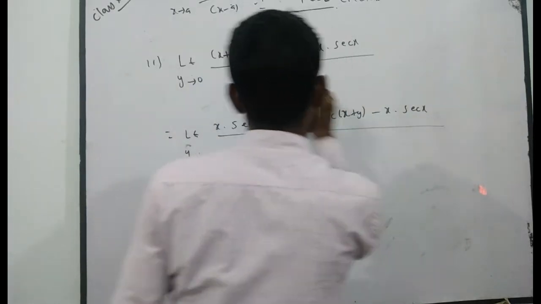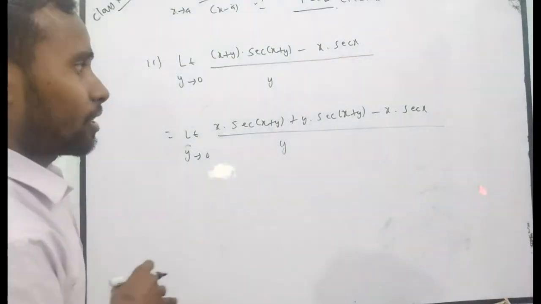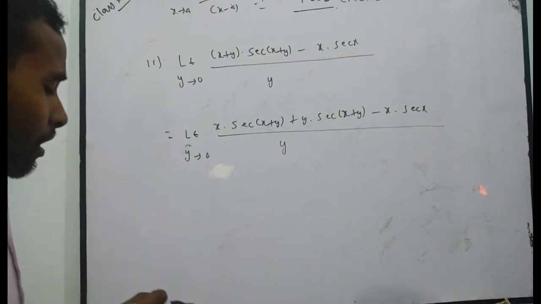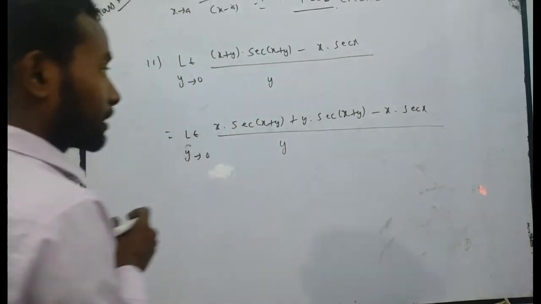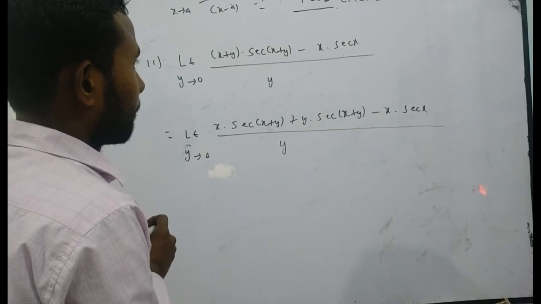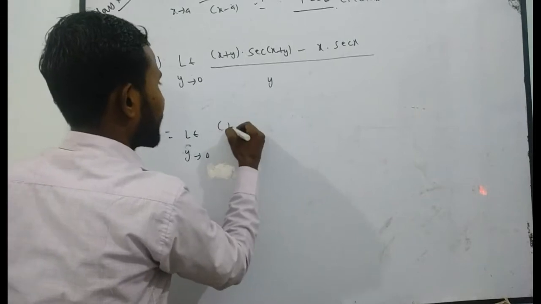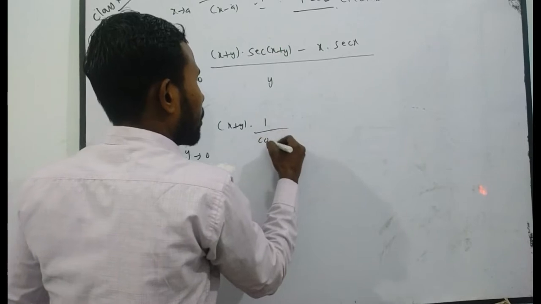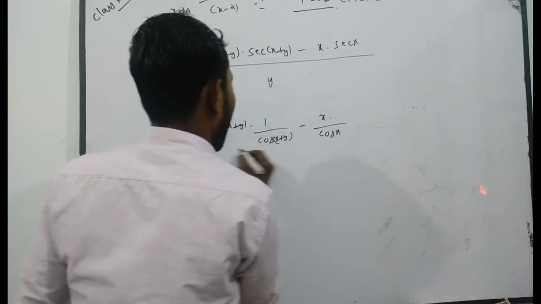And in the denominator you will get y. Now, if you separate this term, what do you get? Write firstly x plus y into sec x plus y, can you write it as 1 upon cos x plus y? Similarly, minus x divided by cos x.